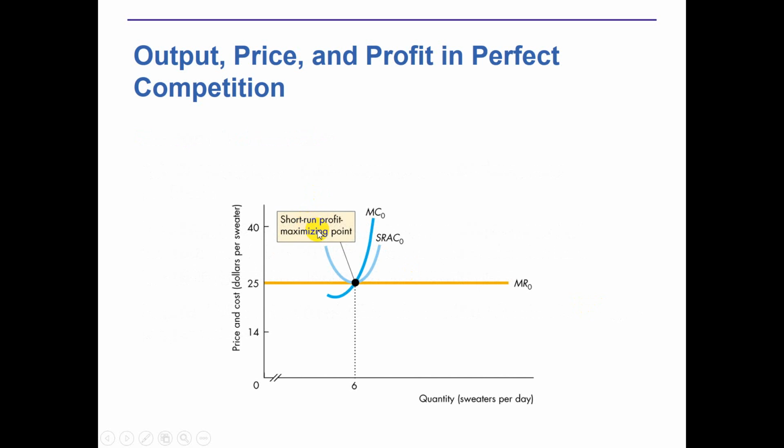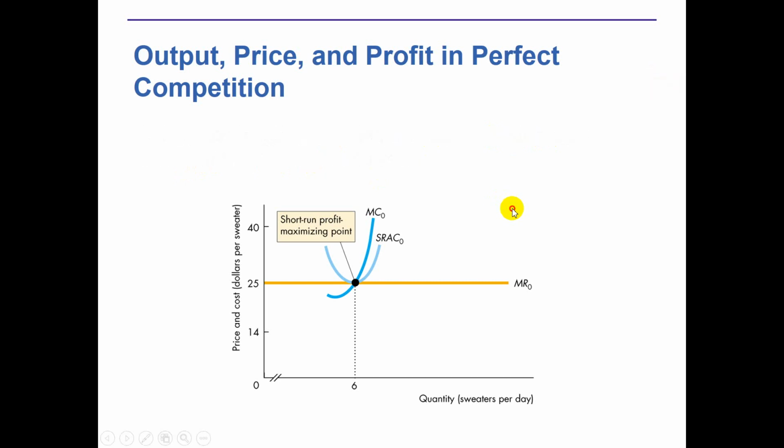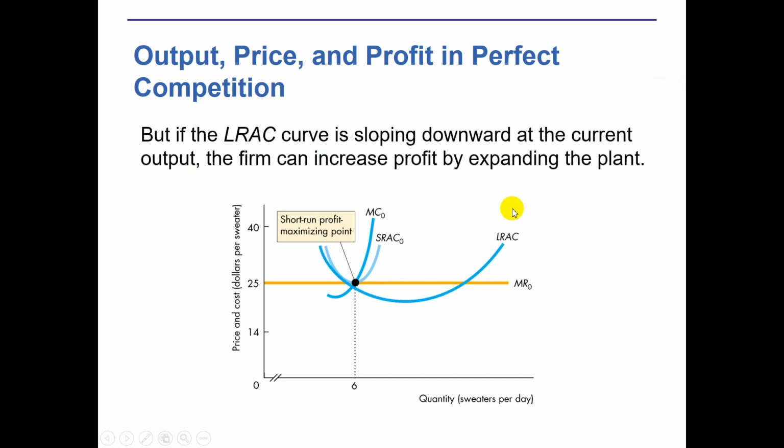Here you can see this is the short run profit maximizing point, where marginal revenue is equal to the marginal cost and short run average cost is at its minimum point. So if the price is $25, the firm is making zero economic profit with the current plant size. But if the long run average cost curve is sloping downward at the current output, the firm can increase profit by expanding the plant size.